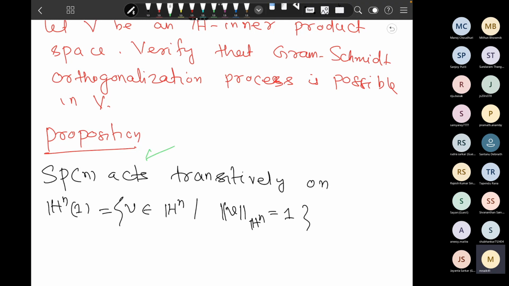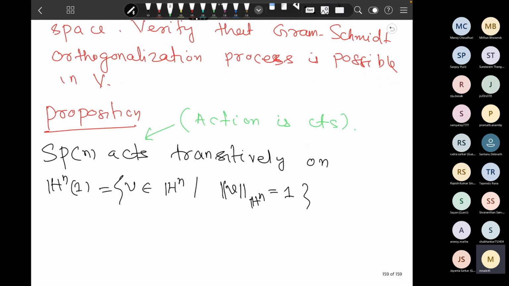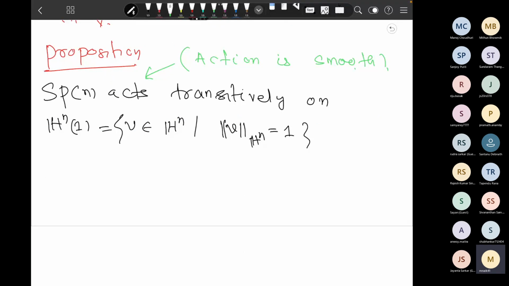I don't want to really write this. The action is continuous, and it is also smooth actually, if you equip it with the smooth Lie group structure. Now B in H^n has n quaternionic coordinates, so this set is really homeomorphic to S^(4n-1). So the proof will use that previous proposition.